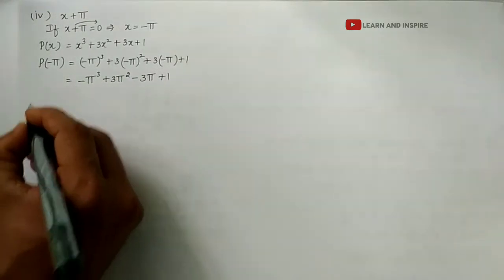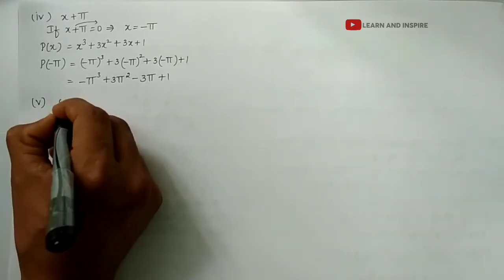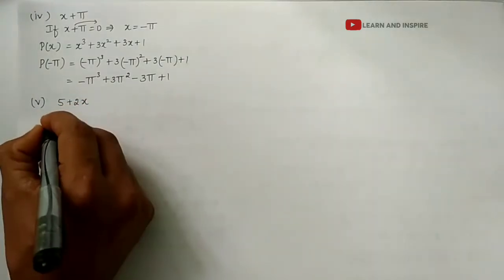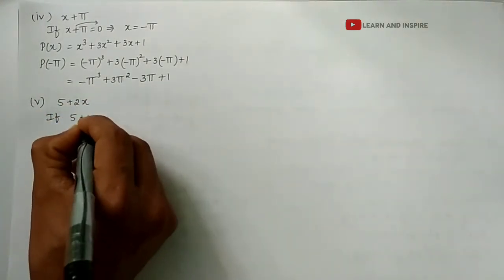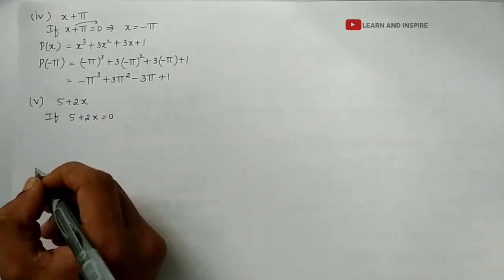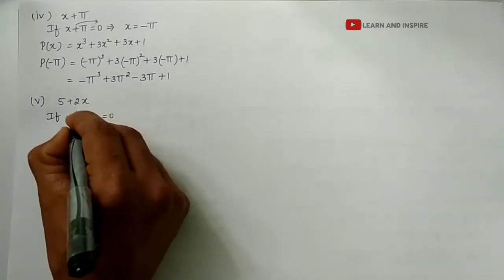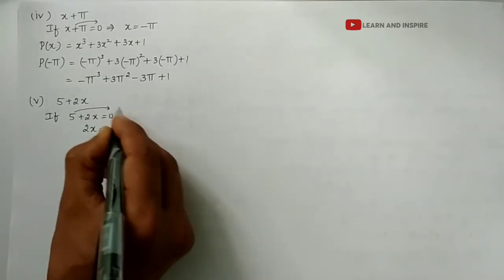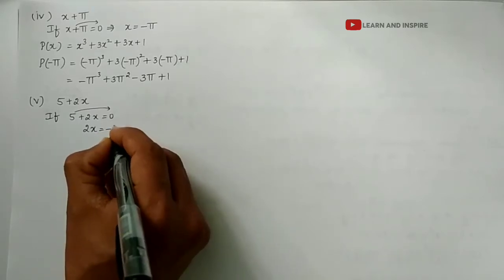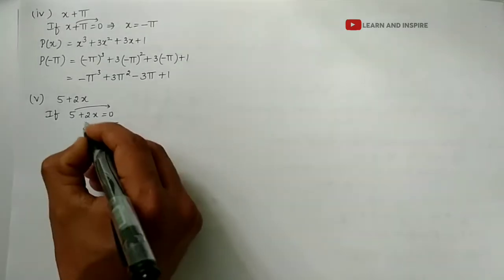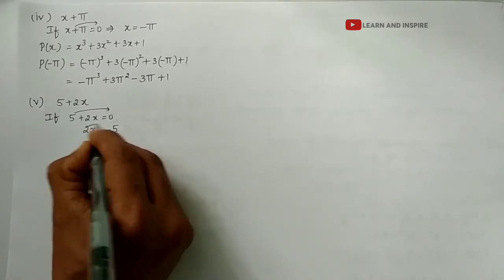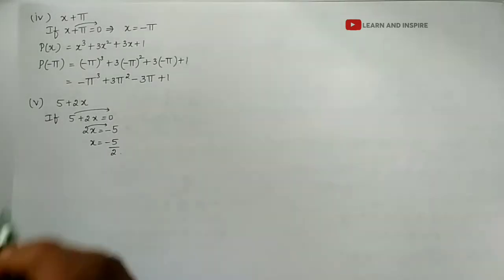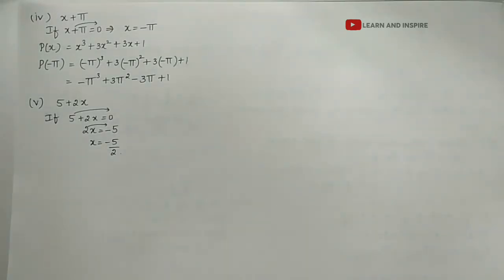And the last one, the fifth one, that is 5 plus 2x. So this is the fifth one given. If 5 plus 2x is equals to 0, from this we can find the value of x. By transposing 5 to the right side, we get 2x is equals to 0. If I transpose plus 5 to the right side, it becomes minus 5. 0 minus 5 is minus 5. Again, 2 is in multiplication. To find the value of x, transpose 2 to the right side, x is equals to minus 5 by 2. So here we have to substitute x is equals to minus 5 by 2.